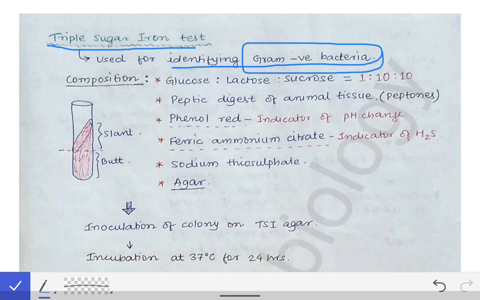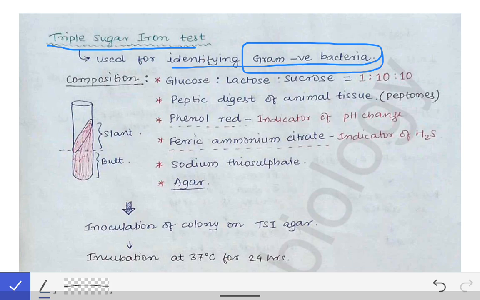Okay, so first of all, let's talk about the composition of this medium in which we do this triple sugar iron test. The composition is very important. If you know the composition of the triple sugar iron agar, then only you will be able to understand the concept behind the different types of reactions or changes that occur in the triple sugar iron test. This is very important from an exam point of view, from national board exams, and from MCQ exams as well. So first of all, let's talk about the composition of the triple sugar iron agar.